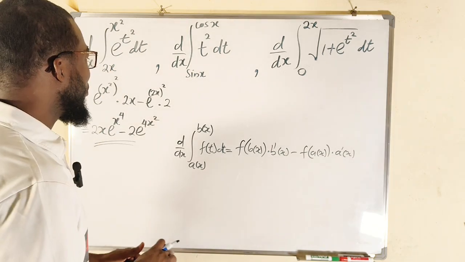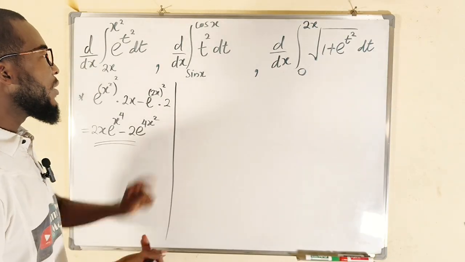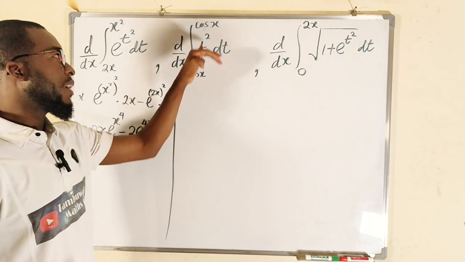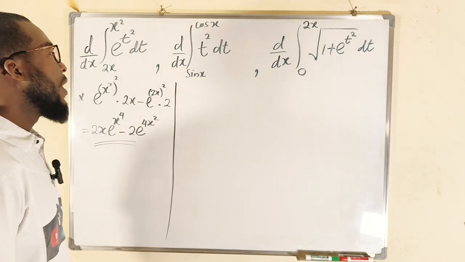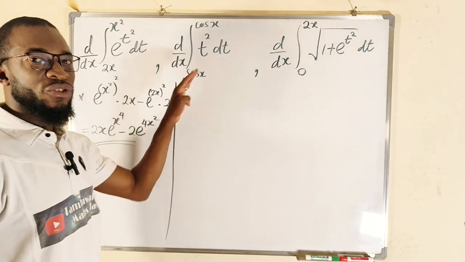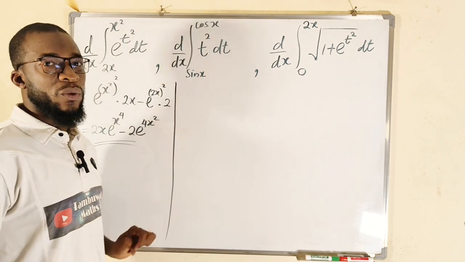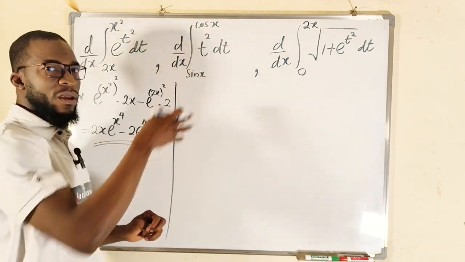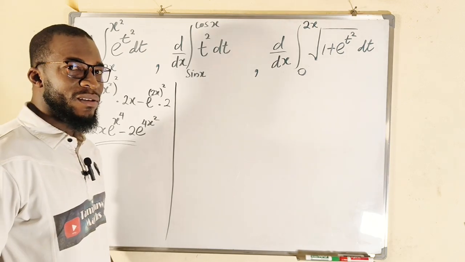Then moving down to the second problem. We would like to evaluate d over dx of the integral from sine x to cosine x of the function t squared with respect to t. This is a very simple function to integrate. You can integrate this, substitute the upper and the lower boundary before you differentiate the result. But I'm not going to do that because we have demonstrated that yesterday.